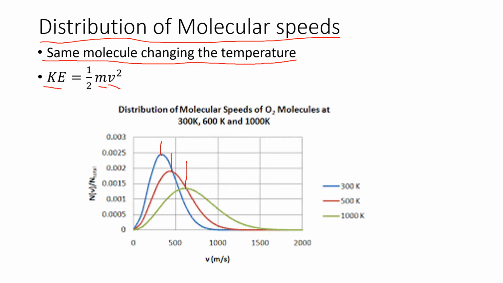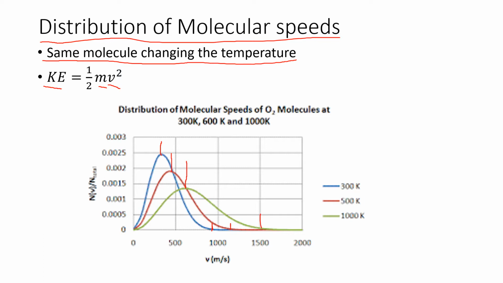The other thing you want to notice is that you also increase the maximum speed. Here's the maximum speed you saw at 300 Kelvin. For red, it increased. For green, it increased. So you're seeing an increase in the average kinetic energy as you increase the temperature for that same gas.